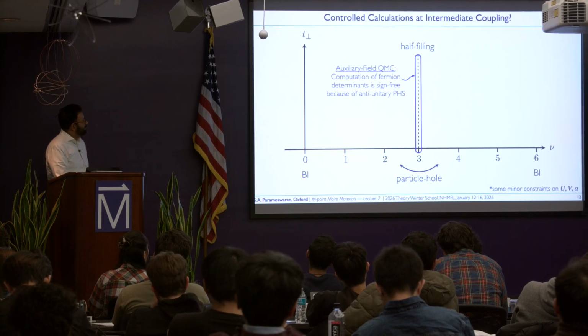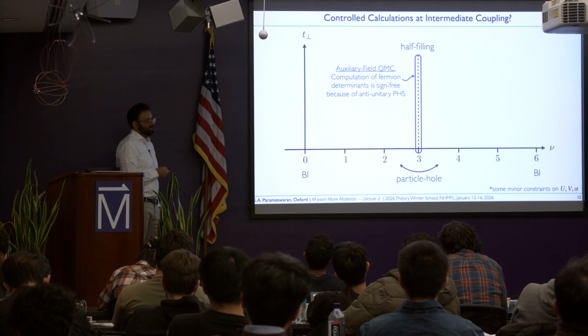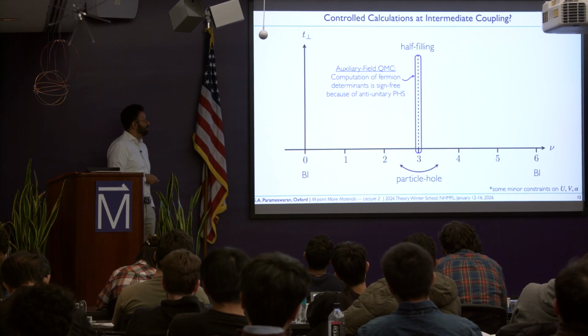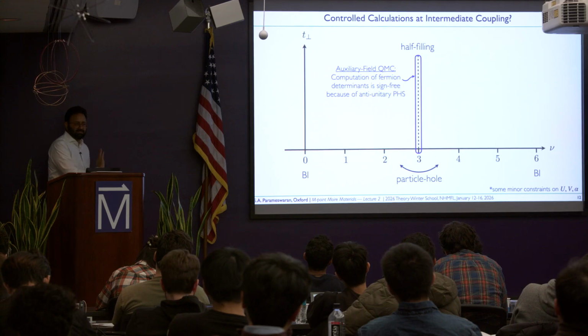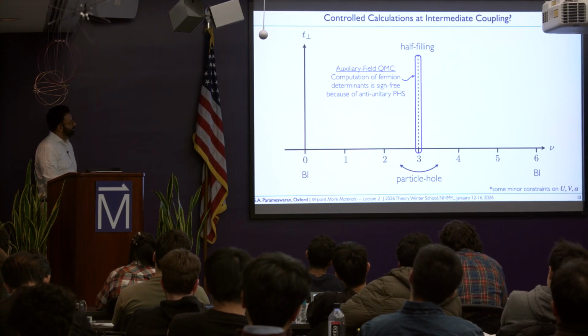That means that I can do auxiliary field quantum Monte Carlo, where the computation of fermion determinants is sign-free because I have an anti-unitary particle-hole symmetry. I'll explain what that means. It's just to flag, to presage what is going to come.